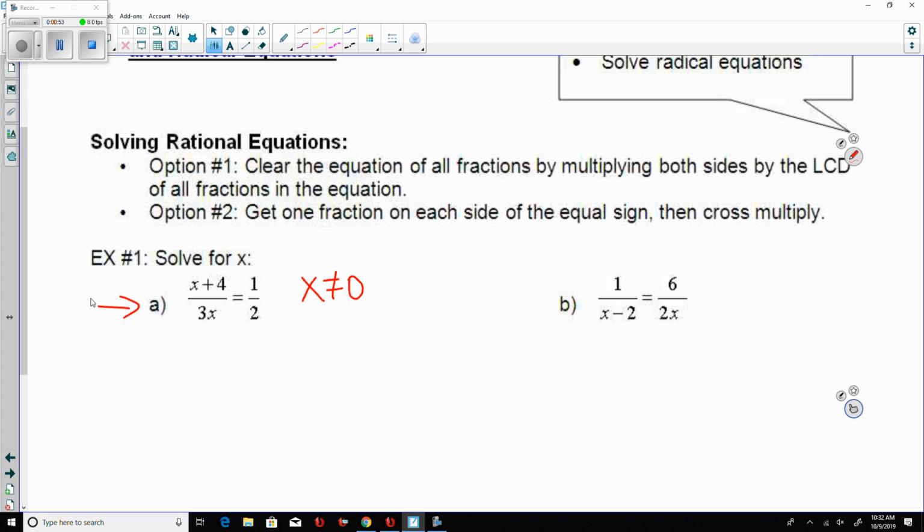Because if one of my solutions is 0, it's not going to work. It's going to make it undefined. All right, so that's something you want to check before you start the problem. Because by the time you get to the end, you'll have a solution or two, and you say, oh, there it is, I'm done. Okay, but we always have to go back and check.